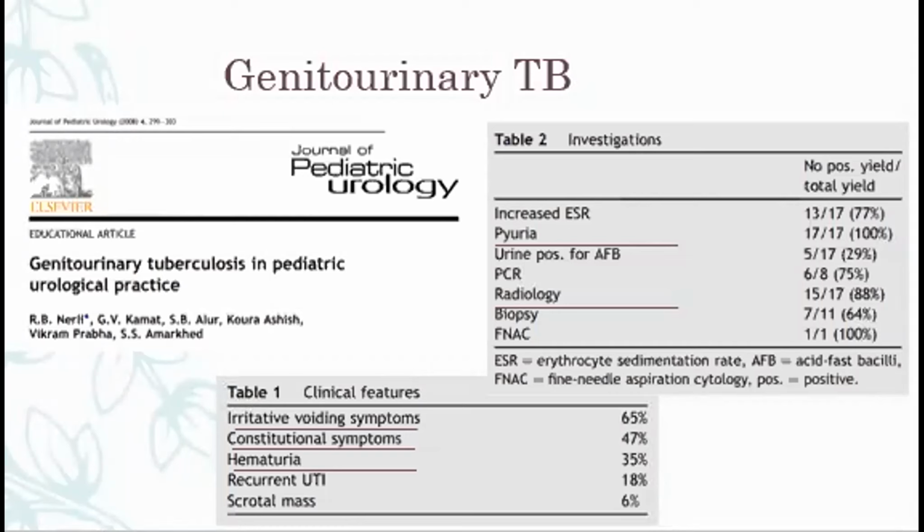With the investigations in table 2 there on the right side, you can see that all of them had pyuria, 100% of the cases, and 88% of these cases could be diagnosed radiologically. The radiological abnormalities included calcifications, cortical scarring, calyceal cavitation and destruction, non-visualized kidneys, ureteric strictures or irregularity, and a small capacity bladder. So with genitourinary TB, a minimum of 4 weeks of drug therapy is recommended before doing any surgical intervention.